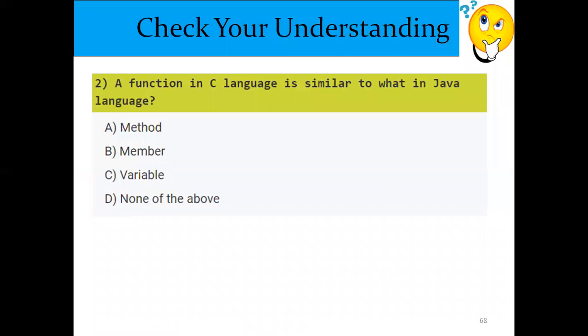And next is, a function in C language is similar to what in Java language. So method, member, variable, none of the above. Okay, method is also called a function. So in Java, a function is referred to as a method. Member is nothing but the member of a particular class, but it is not a function. And variable is nothing but a particular location for some value. We can see what is variable here next in class. So the answer is method.